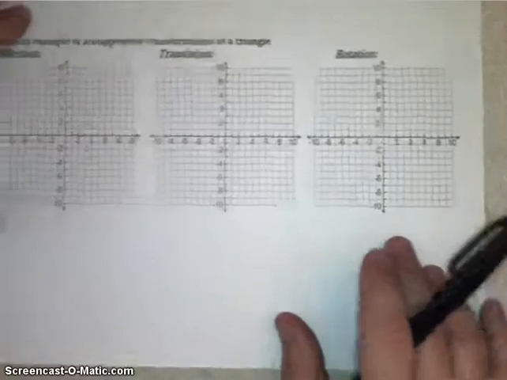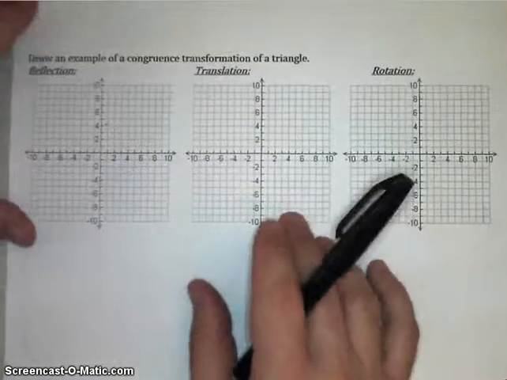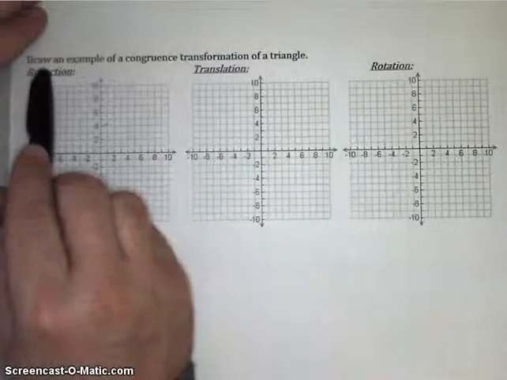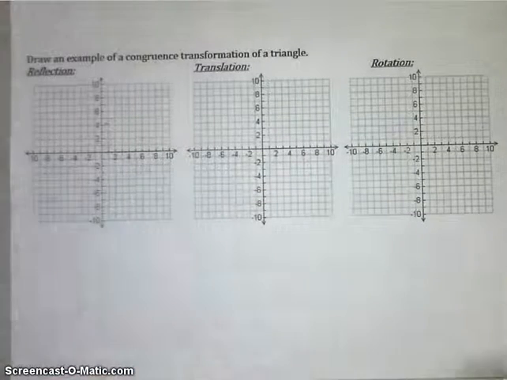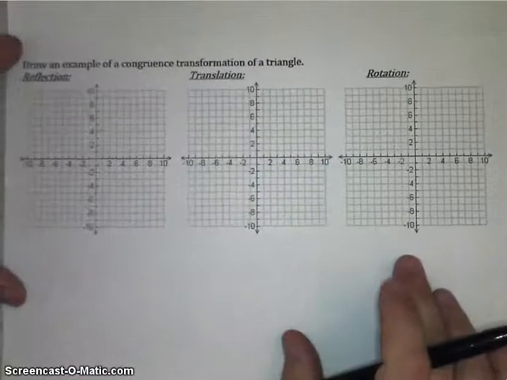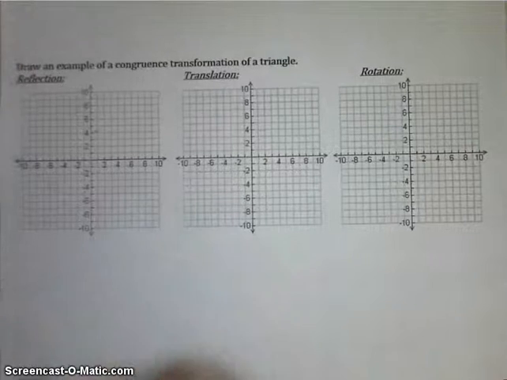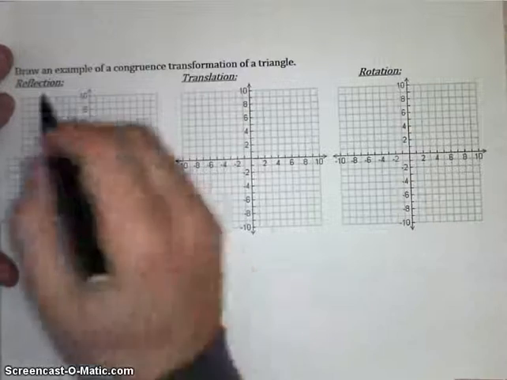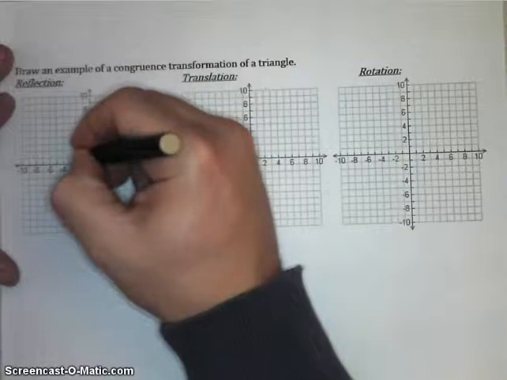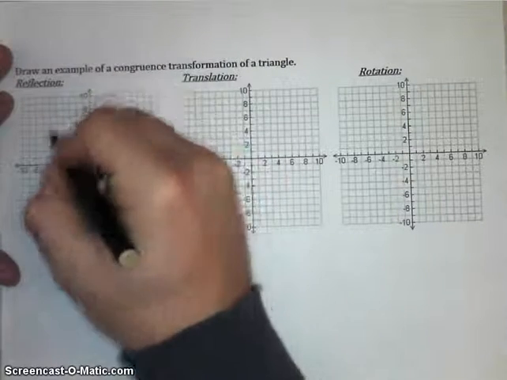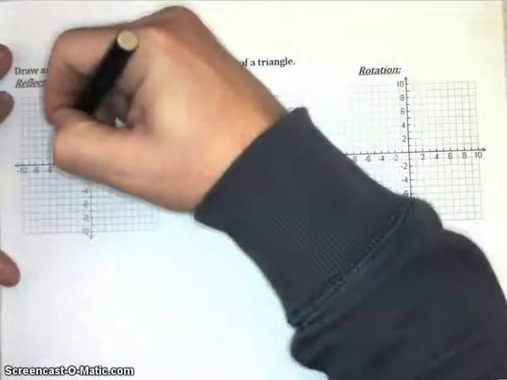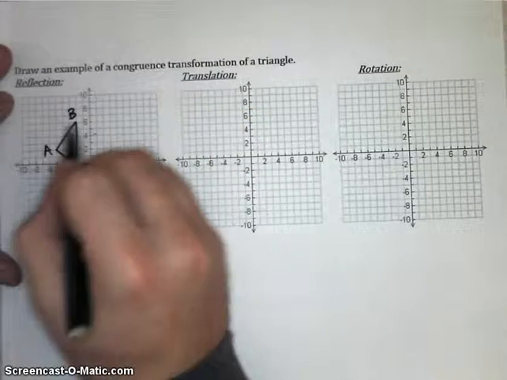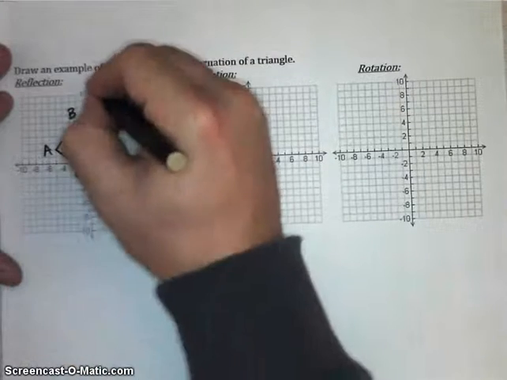All right, and we're going to do most of this in the video, but I do want to give you a heads up. Your note says to draw an example of a congruence transformation of a triangle. Do a reflection, a translation, and a rotation. You get to pick most of this on your own, but I'm going to give you some guidelines. I'm going to give you your original figure, or what we call the pre-image, in each one of these. For your reflection, I want you to reflect this triangle A, B, C over the y-axis.